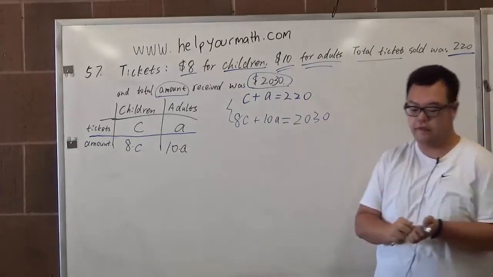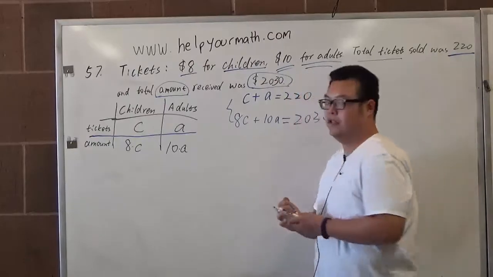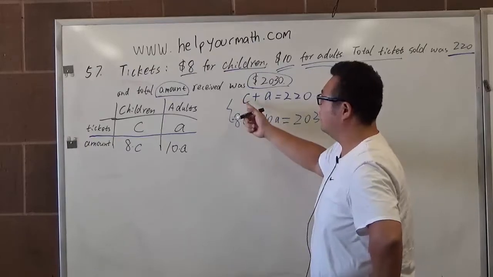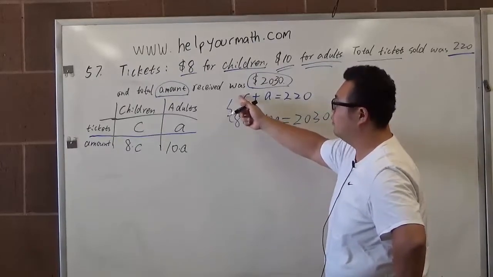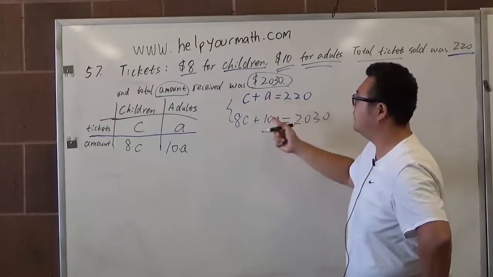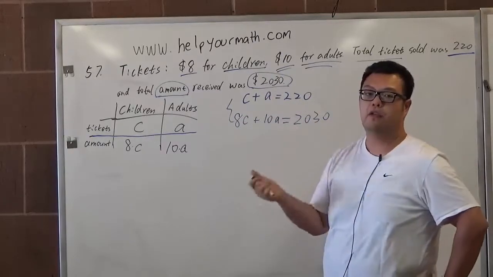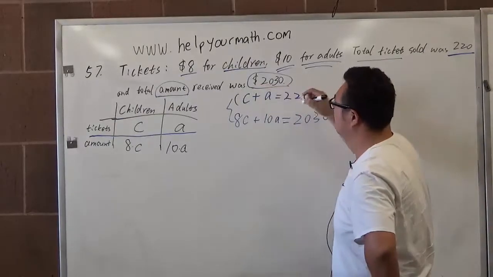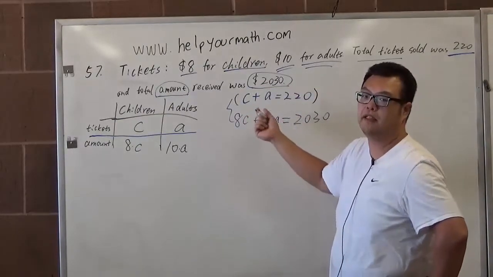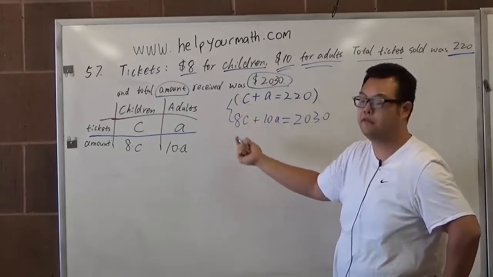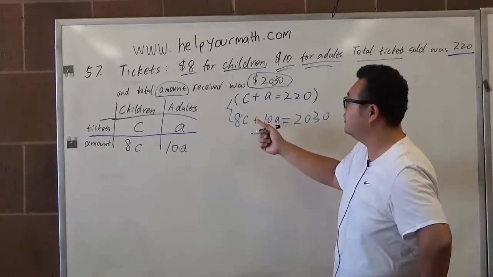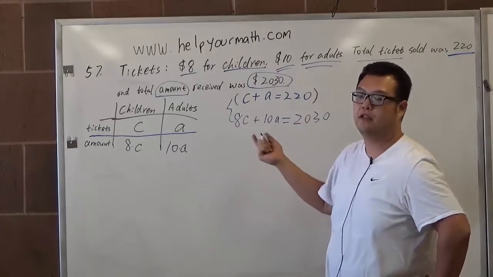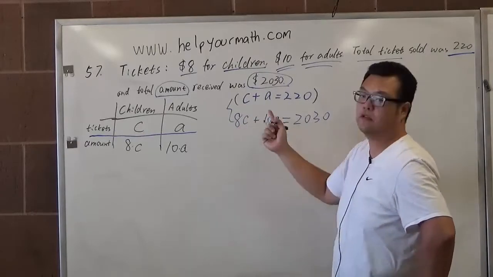Now we have two variables, two equations as a system. We are able to solve this already. With two equations, the coefficients of C are 1 and 8, and the coefficients of A are 1 and 10. If we use the elimination method, we can eliminate one of the variables, meaning make the coefficients the same and opposite in front of it. What we could try is to eliminate C, because it has the smaller coefficient.